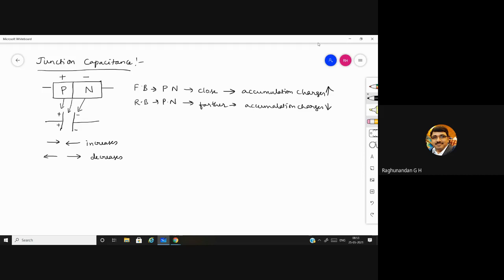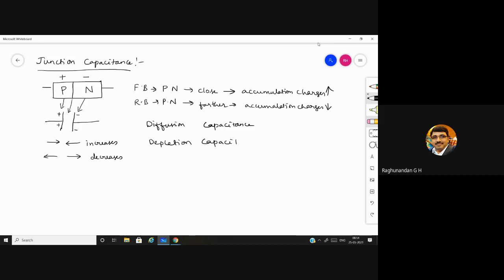Since this behavior of the PN junction is similar to capacitance characteristics, we say the PN junction exhibits a capacitive behavior. This kind of behavior is known as junction capacitance. Considering forward bias, reverse bias, and the width of the junction, we have two types: one is diffusion capacitance, and the other is depletion capacitance.